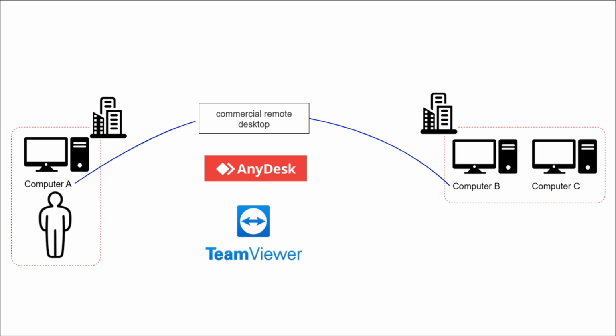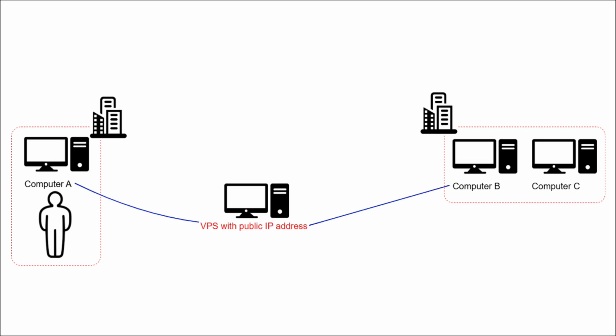So here we want to build another route which could skip this commercial remote desktop to access computer B or even computer C. So here is the place where WireGuard comes into play. WireGuard is an open source app which you can just take as a VPN. As long as you have a VPS with a public IP address, which is the most important thing, you can build a bridge between the two computers and skip the commercial one. Here I'm gonna show you how to do so.